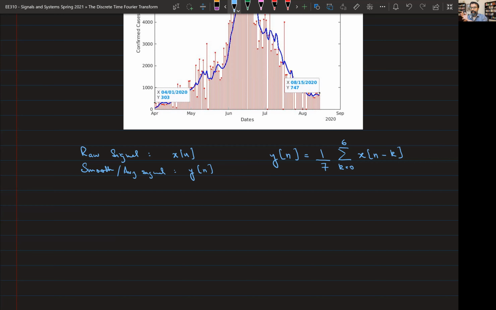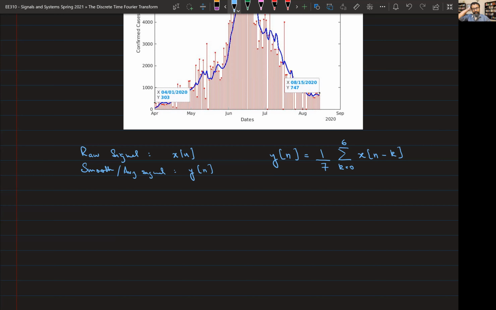This would be taking at any particular day, y of n, this would be the x of n, or x of n minus 1, plus x of n minus 2, x of n minus 3, x of n minus 4, x of n minus 5, and x of n minus 6, which is basically the past 7 days, including the present, right? So past 6 days and the present, right? And that's divided by 7, that's just like taking the average, right? So this is the mathematical relationship between y and x. And actually, this is what I just implemented in this blue curve, right?